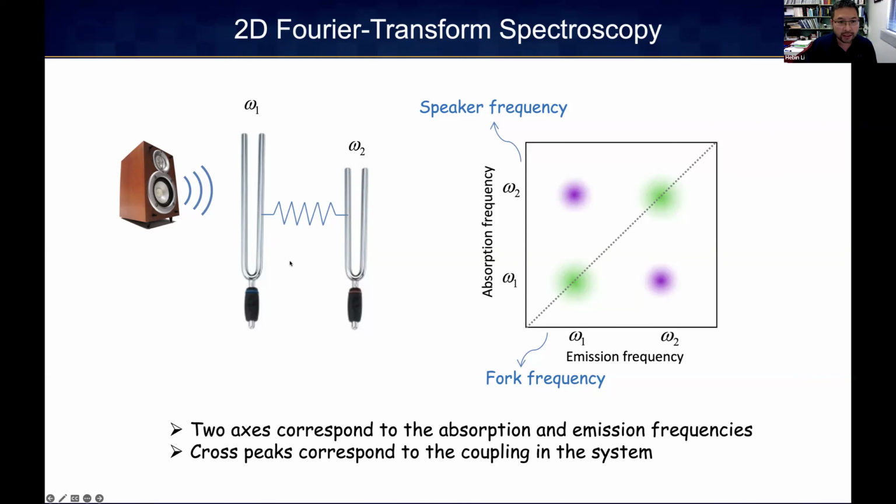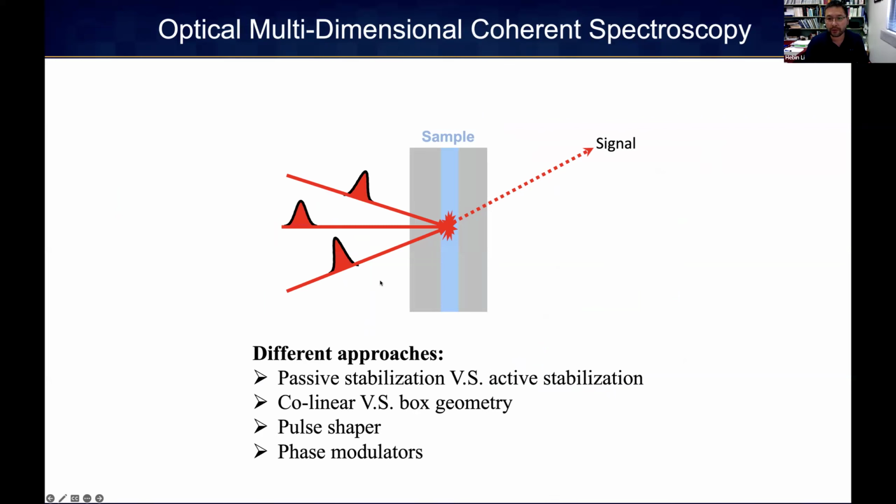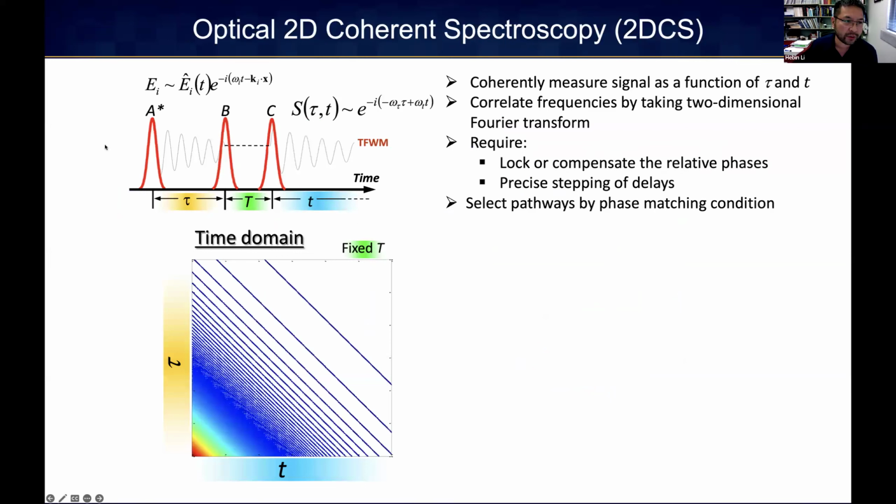The way we're going to do this is in the optical region. Therefore, we use a sequence of femtosecond laser pulses to excite the sample and then generate a nonlinear signal. Then we record the nonlinear signal as a function of the time delays between the excitation pulses. For example, if we are looking at a simple homogeneous two-level system, this is what the time domain signal looks like. It is just an exponential decay in the tau direction and an exponential decay in the t direction, which is expected for a simple two-level system.